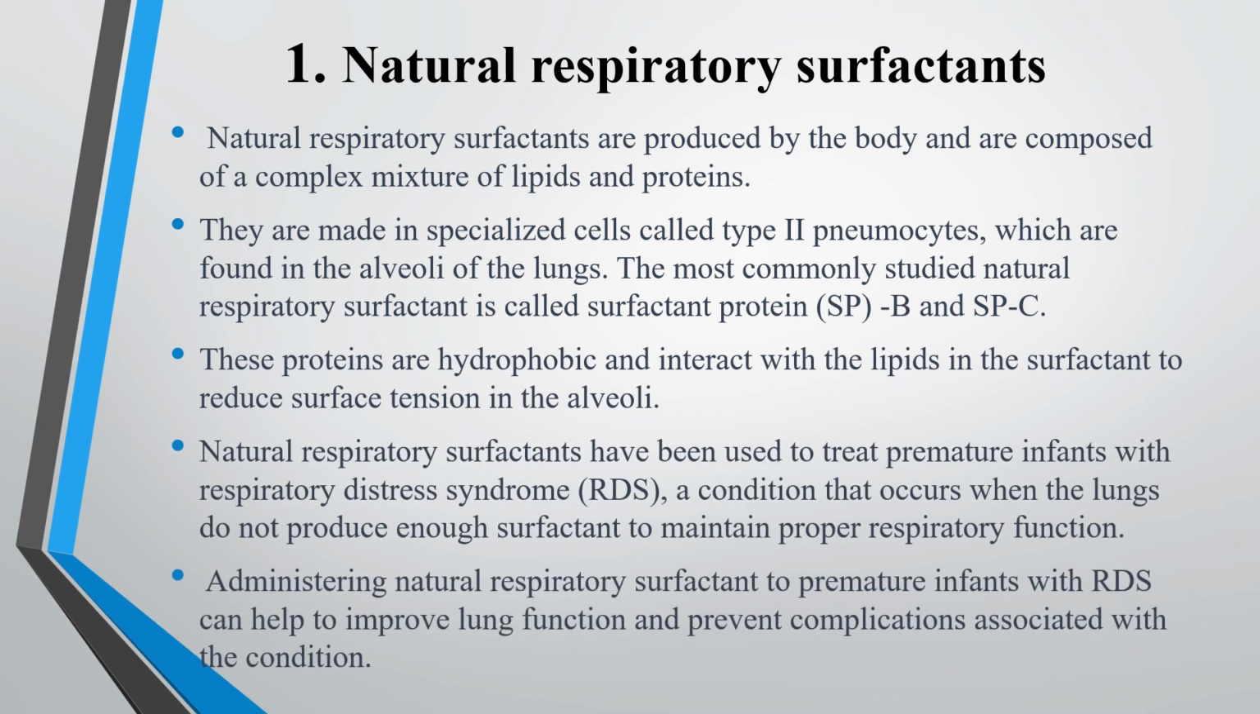The first type of respiratory surfactant is natural respiratory surfactant. This is the type of surfactant that is produced naturally by the lungs. It is composed of a mixture of lipids, fats, and proteins. The lipids in natural respiratory surfactant are primarily phospholipids, which have hydrophilic, water-attracting, and hydrophobic, water-repelling regions. These lipids help to reduce the surface tension of the fluid lining the alveoli, making it easier for the alveoli to expand during inhalation and preventing their collapse during exhalation. The proteins in natural respiratory surfactant have a variety of functions.